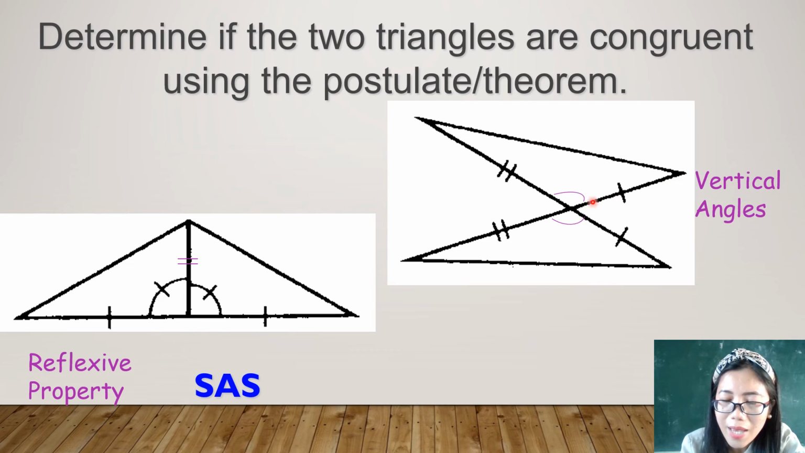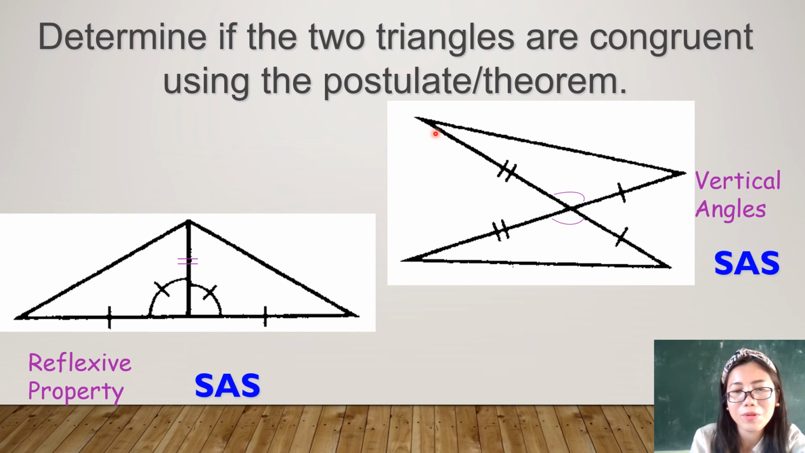Here, one side is congruent to this corresponding side. Another side is also congruent to this corresponding side. Notice this angle, very obvious, is the included angle. So this is side, angle, side. These two triangles are congruent by the SAS Congruence Postulate.